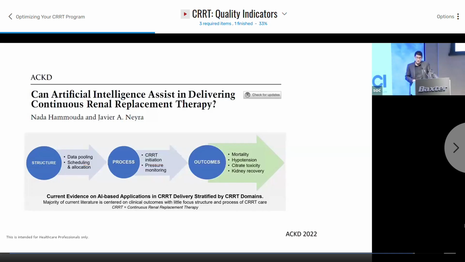A lot of these studies are using AI for data pooling and scheduling allocation of resources. Others are using it for determination of CRRT initiation and pressure monitoring, and others for prediction of outcomes, particularly mortality, hypotension during CRRT, citrate toxicity, and kidney recovery. So this is how AI is being used currently for CRRT. And as I said, this was published a couple of years ago, so the literature is much more dynamic now.